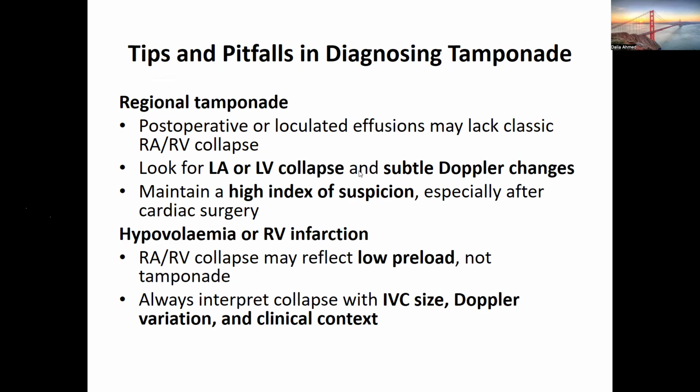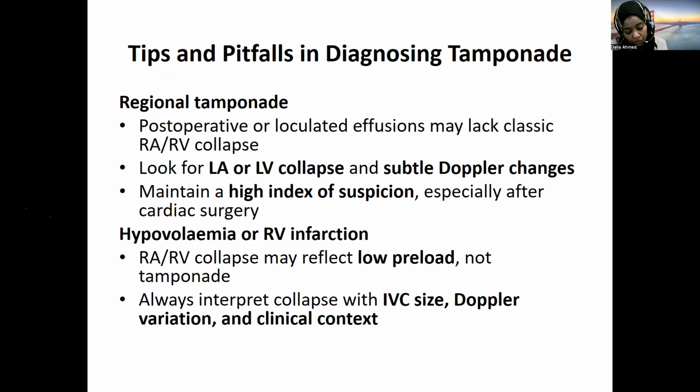Tips and pitfalls. We can have regional tamponade. Regional tamponade may not have the same echocardiographic signs as the typical tamponade. You might not have IVC dilatation. You might not have right atrial and right ventricular collapse. You might have collapse on the left side if you have a big hematoma sitting next to the left ventricle or left atrium, for example. Patients who are hypovolemic might also have right ventricular and right atrial collapse in the absence of tamponade.